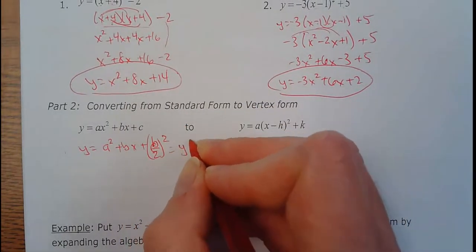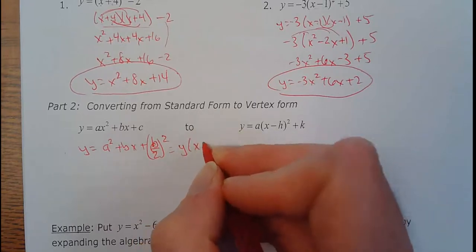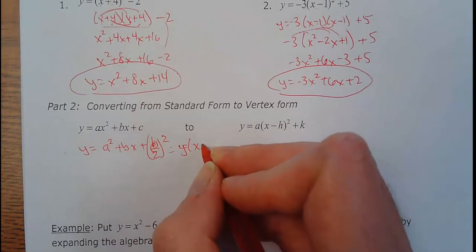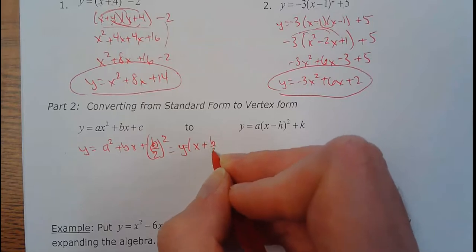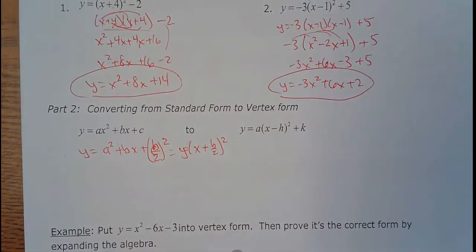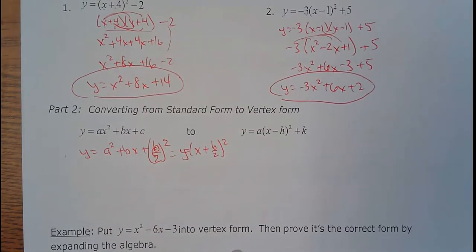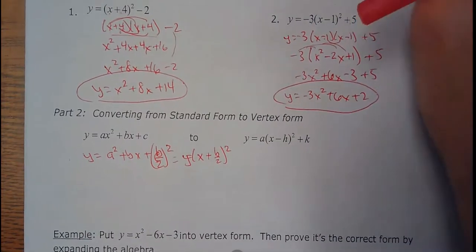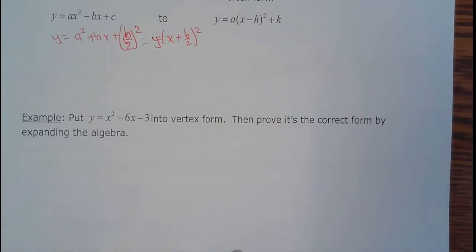It's going to equal x plus half of b, squared. It'll be a perfect square trinomial. So maybe something that looks kind of weird. It's okay. We're going to try to get through it. So this is sort of a difficult idea, but we can do it.